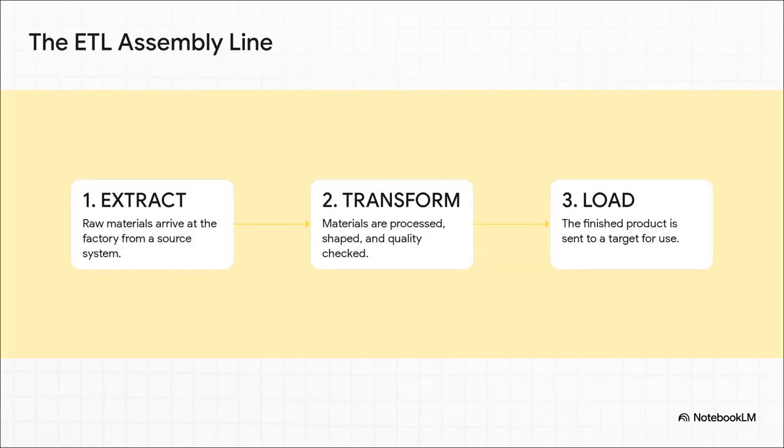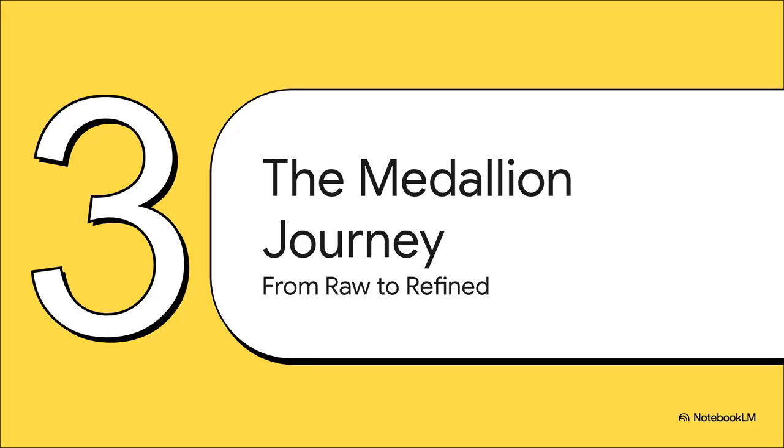First, you extract the data. That's like the raw materials arriving at the factory's loading dock. Next, you transform it. This is the assembly line itself, where all the data gets sorted, cleaned up, and combined. And finally, you load the finished, valuable data into a destination, like a data warehouse where it's all shiny and ready to be used.